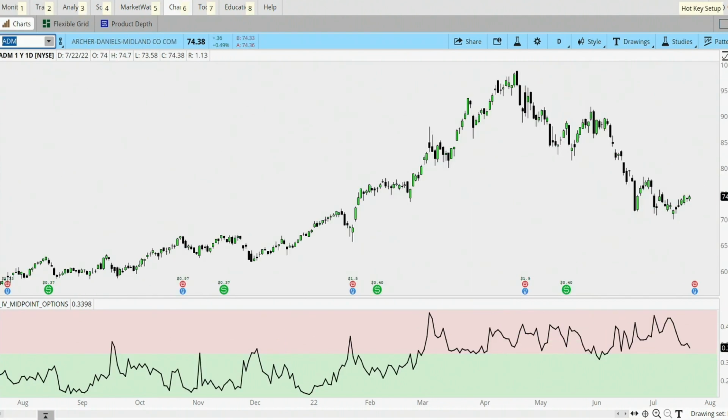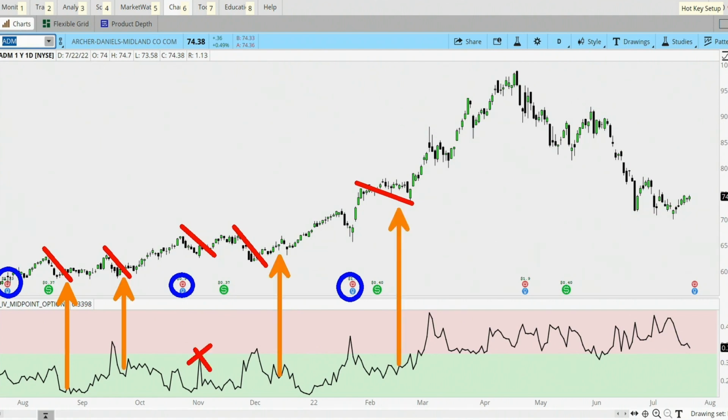Stop the video and look for yourself to see how you would make this trade. Look at the earnings first, then look at all the bull flags. Draw a line across the top of the bull flag, look at the implied volatility, see if it's low, and if it is, it's time to buy.